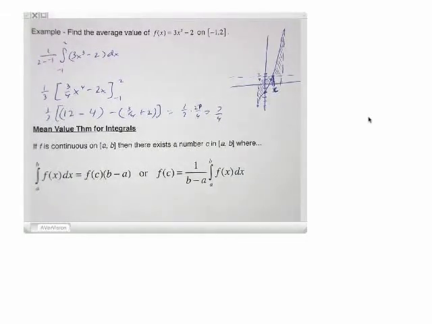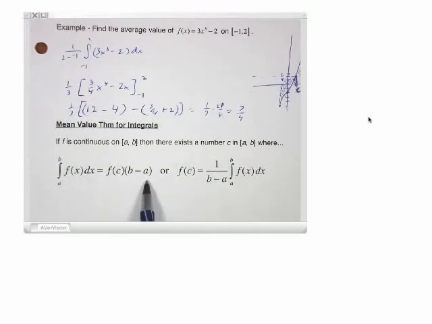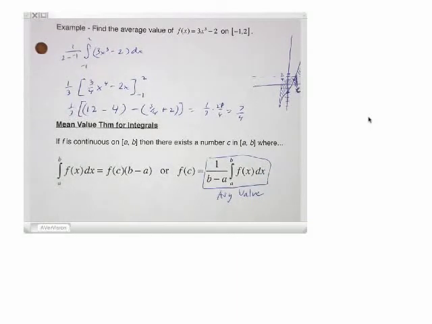Okay, so you'll notice with the mean value theorem, it starts out by saying the integral from a to b is equal to f of c times b minus a. Or if I rewrite that, I get f of c is equal to 1 over b minus a times the integral from a to b. Basically, this is the average value. Okay. And what this theorem says is that if f is continuous, there exists some number c where our function is equal to that average value.